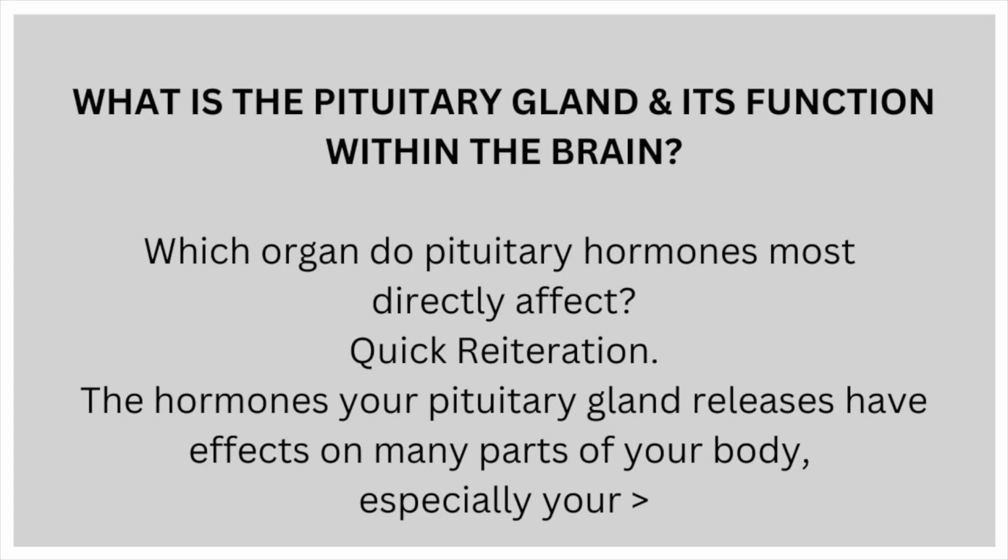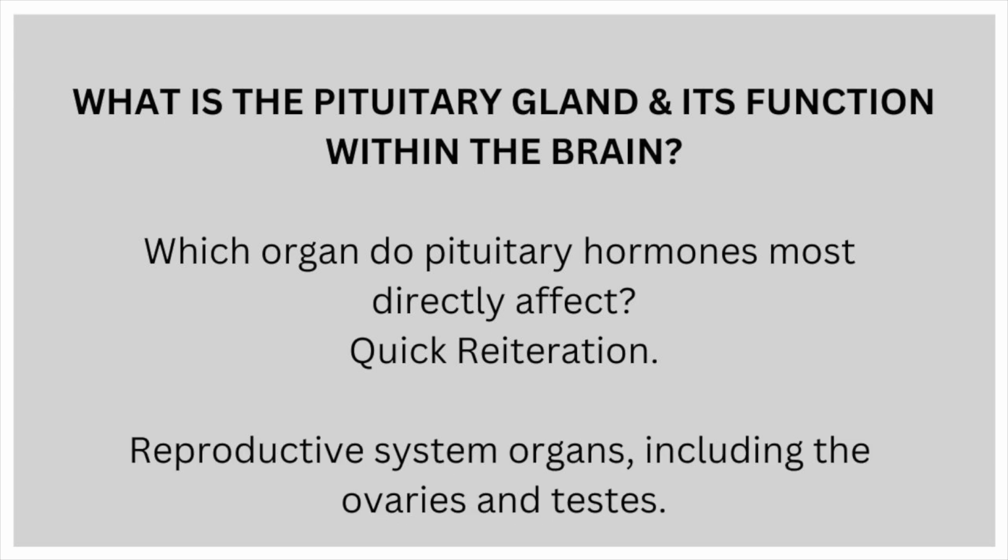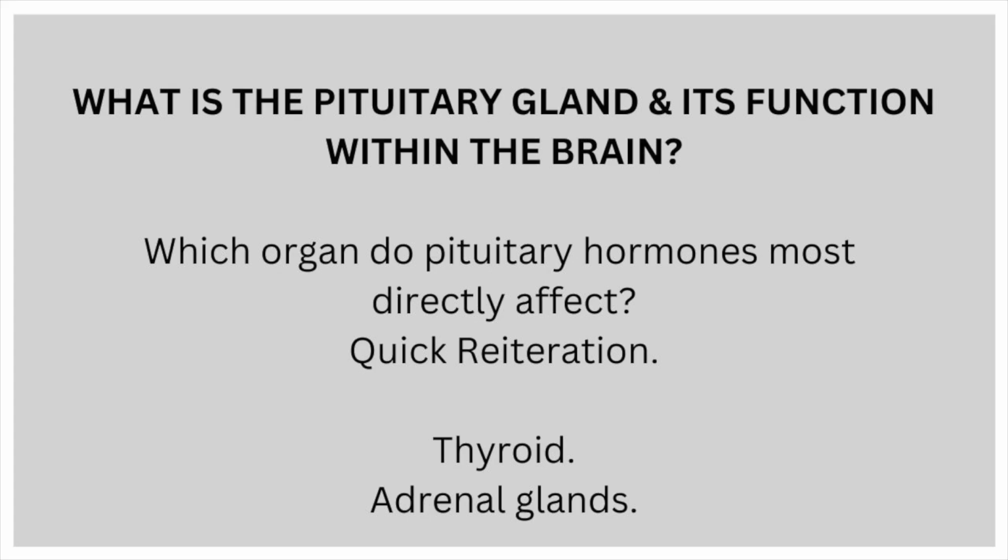Which organs do the pituitary hormones most directly affect? Quick reiteration. The hormones your pituitary gland releases have effects on many parts of your body, especially your reproductive system organs, including the ovaries and testes, the thyroid, and the adrenal glands.